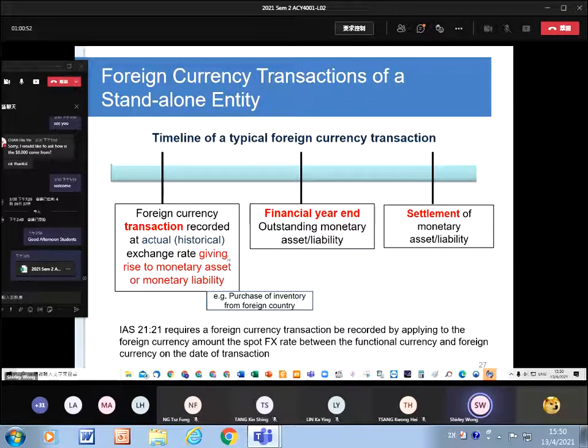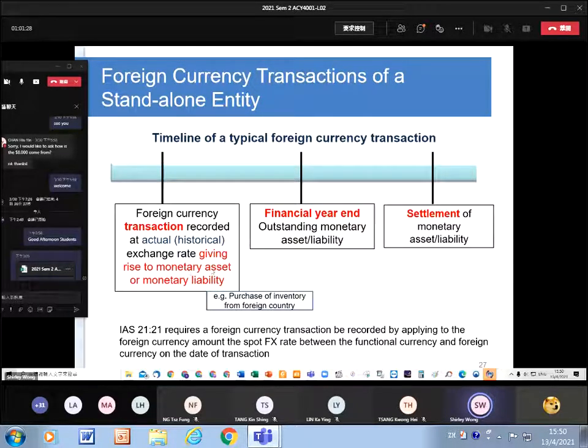So when I enter into this transaction, this will give rise to a monetary liability. Why is accounts payable a monetary liability? Monetary here means you need to pay money. So this liability represents that you need to pay money. Therefore, accounts payable, salary payable, interest payable, notes payable or loan payable, all these payables are a kind of liability, and you need to settle it using money. So this is called monetary liability.